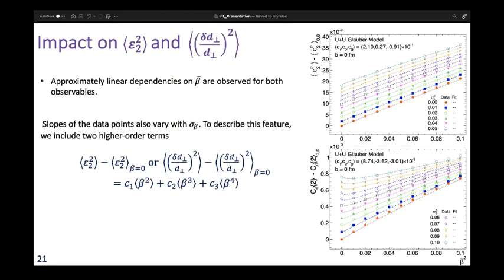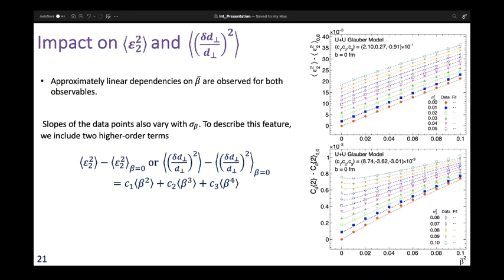We also notice that the slope for these different curves, which represent different values of sigma beta, varies a little bit as I vary my sigma beta. So I can say that the slope has some dependence on this parameter sigma beta. Now that we have these two observations in mind, to describe both of these features, what we do is expand this into the first three useful moments, which would be 2, 3, and 4.